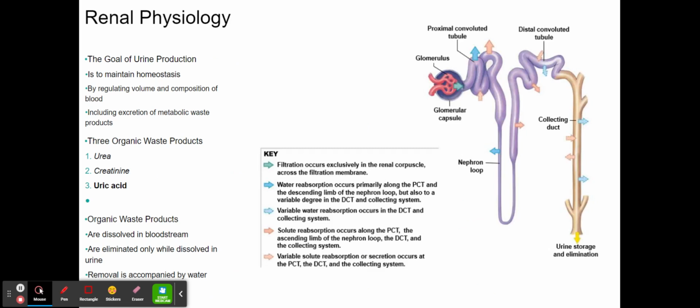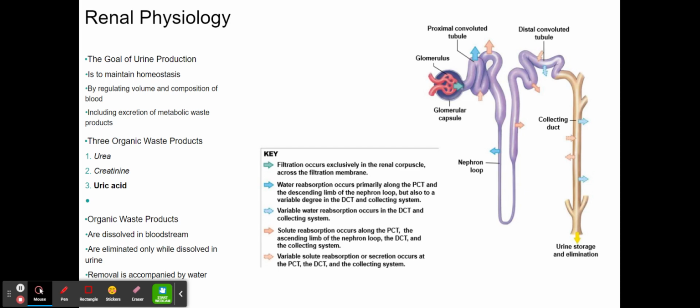So most people don't commonly think of it this way, but the goal of urine production is to maintain homeostasis by regulating the volume and the composition of blood. This process involves the excretion of solutes, specifically metabolic wastes. Our bodies form three important organic wastes.